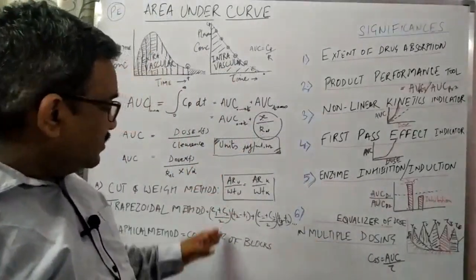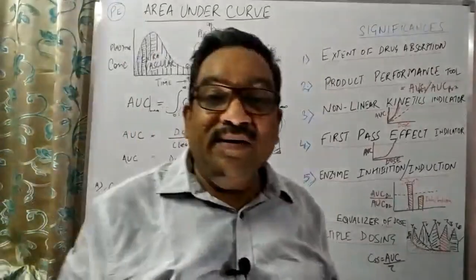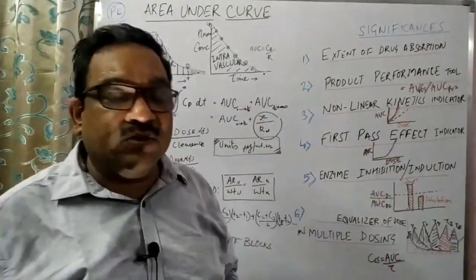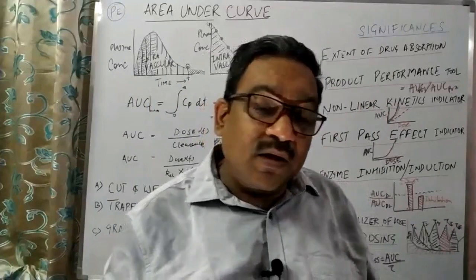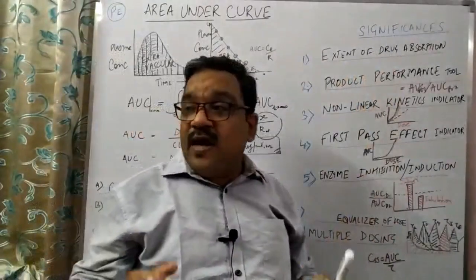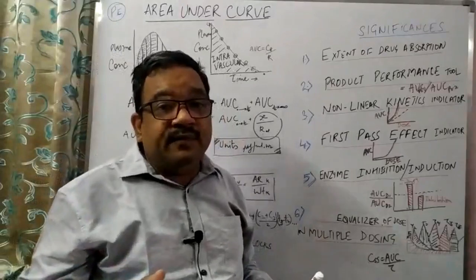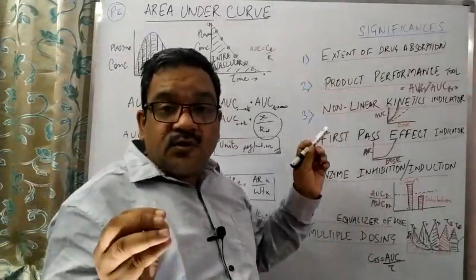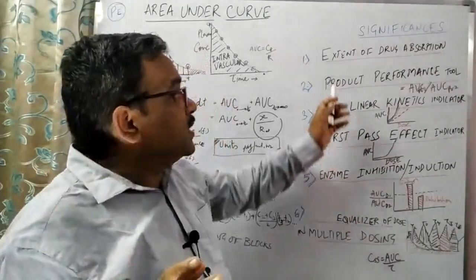So these are the few important parameters by which we can calculate the area under the curve. This one is very important, very basic. What information can we draw from the AUC? Area under the curve is a very important pharmacokinetic parameter. So what exactly will AUC tell about the pharmacokinetics?